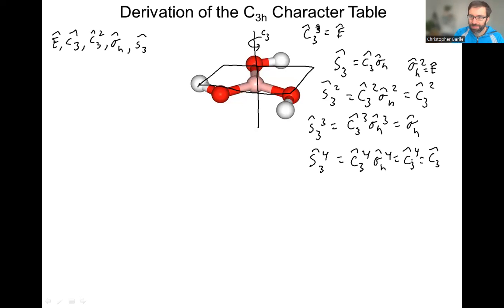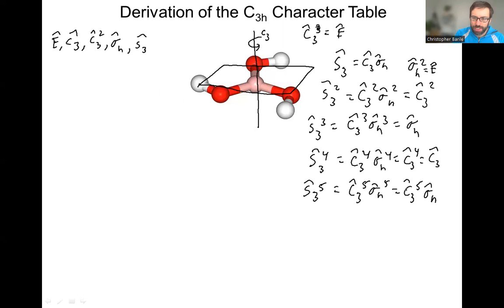Because a C3 3 times got us back to 360 degrees, and then we just have one more C3. So S3 4 times is just equal to C3. We already have C3 accounted for. What about S3 5 times? S3 5 times is a C3 5 times and then a sigma h 5 times. Well, sigma h 5 times is an odd number of sigma h.